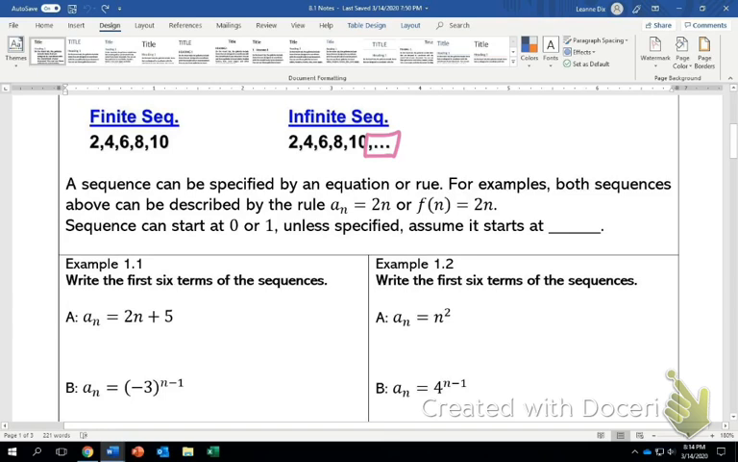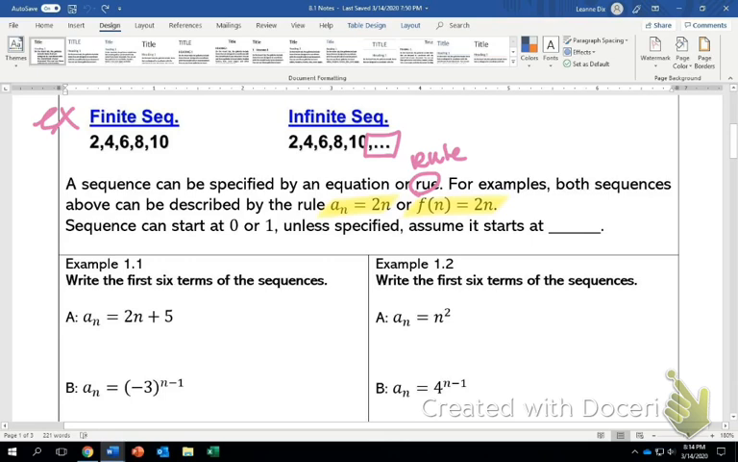And so a sequence can be specified by an equation or a rule. For example, in our example over here, this can be described as 2 times n. And so there are 2 different ways that you can write this. You can write this as a sequence rule, which is a sub n, following the same notation. Or if you want to write it like a function, which is very algebra based, then you could do the function of n equals 2n, okay?